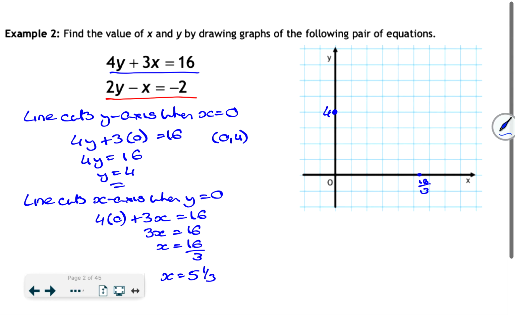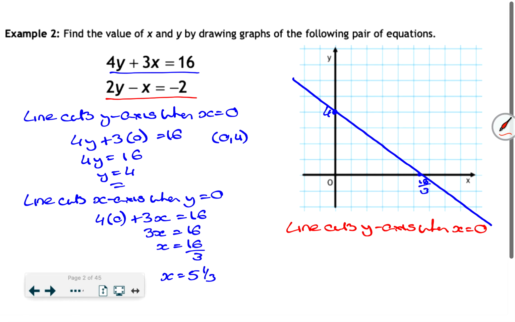Okay, so let's join those 2 points up, and it should look something like this. Again, apologies for my dodgy line drawing. The next one, 2y minus x is equal to minus 2. So let's just do the same thing. So let's find where it cuts the y-axis. We know, again, the line cuts the y-axis when x is equal to 0.